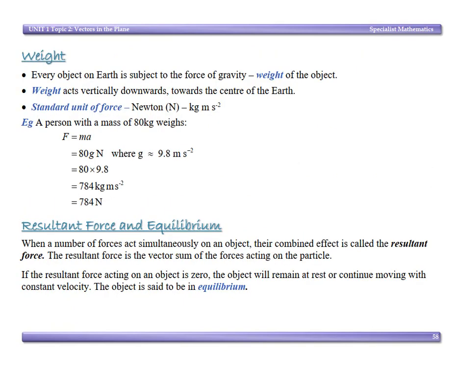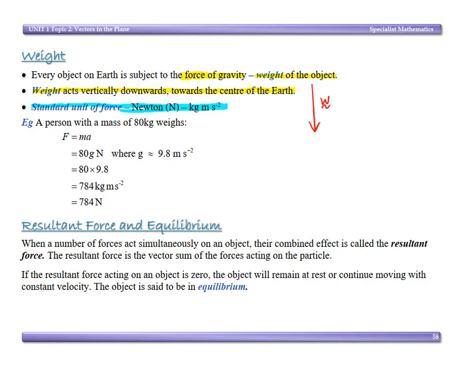So let's start by looking at weight. Every object on Earth is subject to the force of gravity, or the weight of the object. Now, weight acts vertically downwards towards the center of the Earth. So we have this vector, which is weight. Now, the standard unit of force is the Newton, and its units are also expressed as kilograms meters per second squared. Now, let's look at an example.